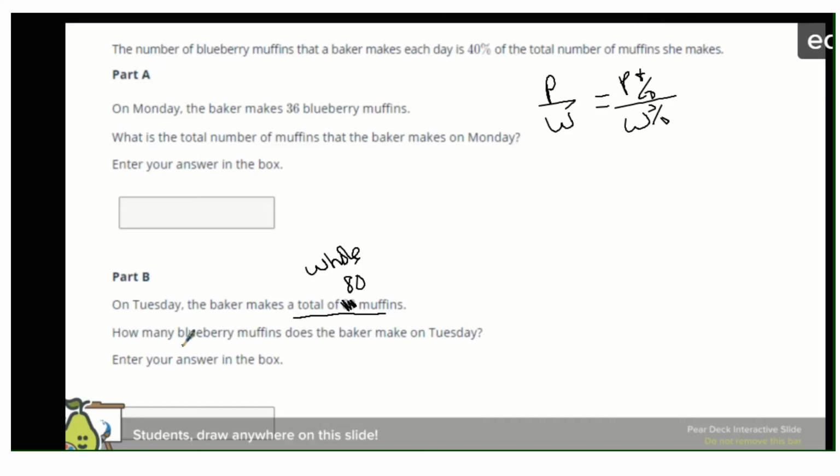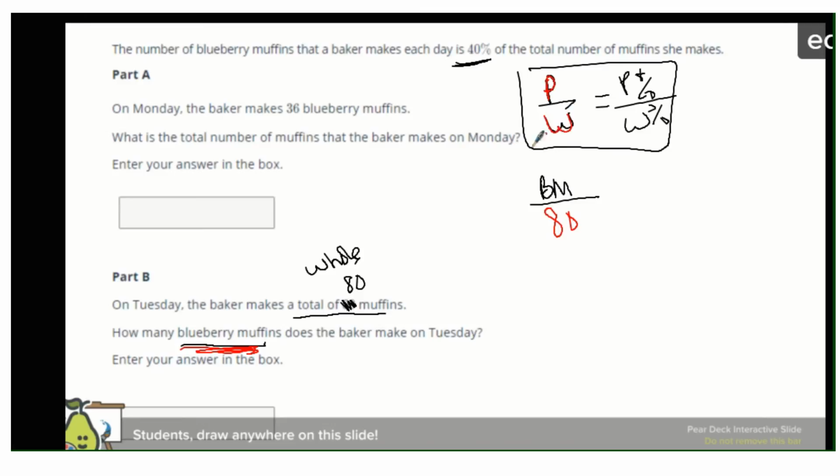And the question is asking for how many blueberry muffins. So up here, it said that the blueberry is 40%. So I need my variable to be equivalent to 40%. But anyway, I'm going to use my formula right here. So my part is unknown. This is going to be the blueberry muffins. That's unknown because that's the question I'm trying to answer. The whole is 80 because it says total muffins.